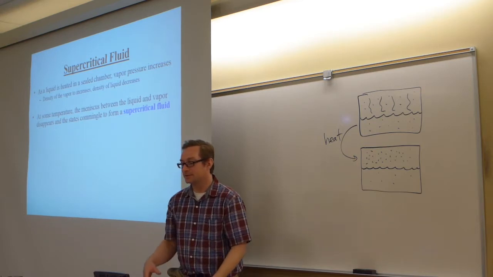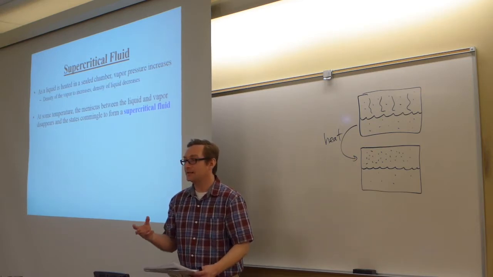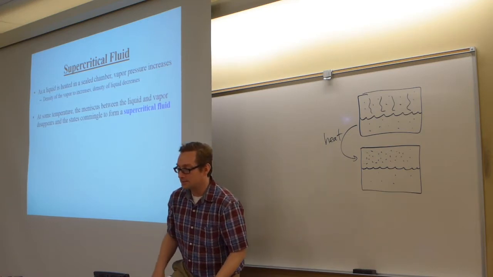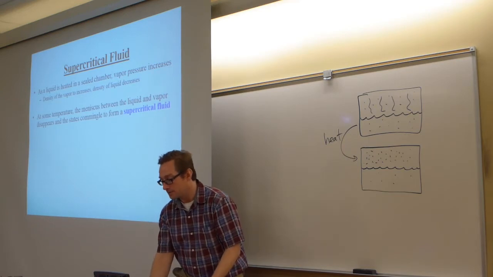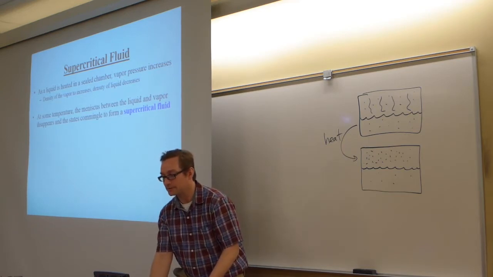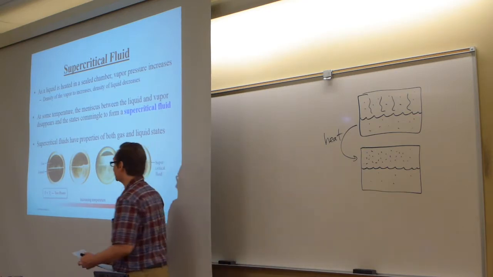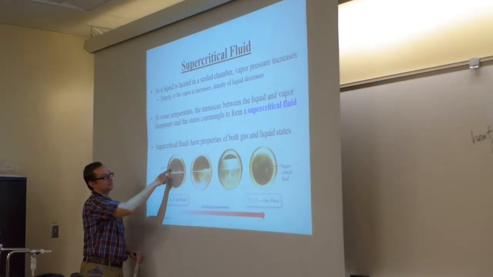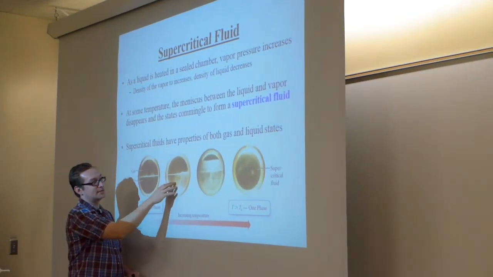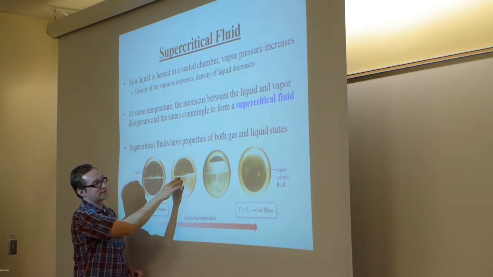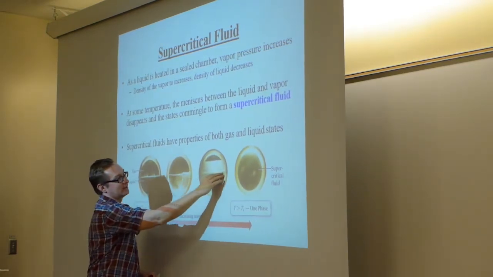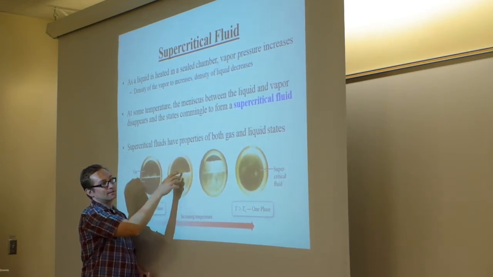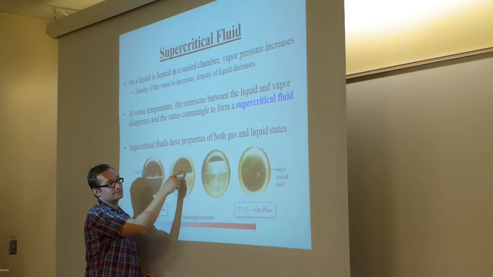At some temperature, if it gets hot enough, and if the vapor pressure increases enough, the meniscus between the liquid and vapor phase starts to disappear and commingle, and forms what we call a supercritical fluid. So here's a picture of it. Here's liquid, gas, and you continue to heat it up. Notice how the liquid level is staying the same, but it's getting less dense. There are actually fewer particles. The other particles left the building and went up here.